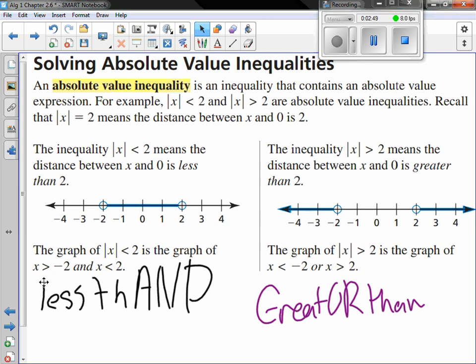And these are going to be ways for us to tell whether we're talking about an and statement or an or statement. Because with absolute values, they are compound inequalities, and they're either going to be an and statement or an or statement. They're going to be one or the other.